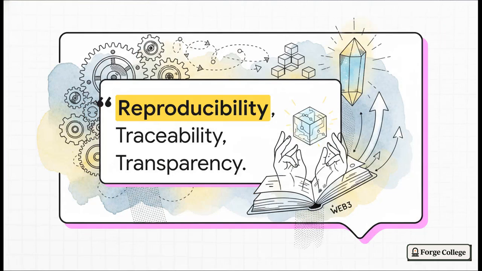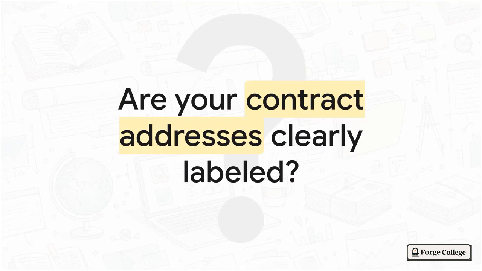Catch it now. I want you to burn these 3 words into your engineering mindset: reproducibility, traceability, transparency. If you keep these 3 guiding principles at the core of everything you do, your Capstone deliverable totally transcends just being working code. It elevates into a professional, undeniably valid engineering handoff. It proves not just that you can write a smart contract, but that you can operate as a mature Web3 developer. So before you hit submit, ask yourself, are your contract addresses clearly labeled and logically structured?